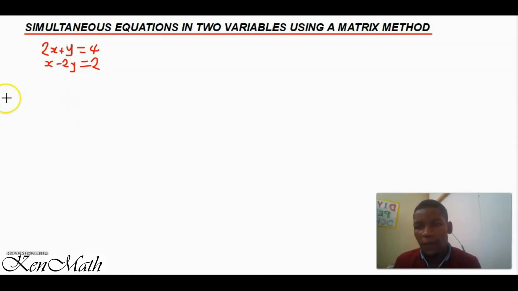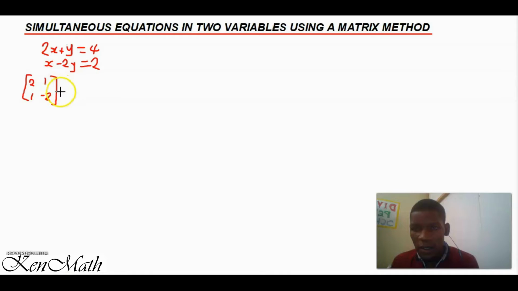Number 1, the first step is that we're supposed to make a 2x2 matrix. You put them in matrices. So we take only the coefficients of the variables: 2, 1 in the first row, and then there is a positive 1 here and a negative 2. So we have got 2, 1, and then 1, and then negative 2.